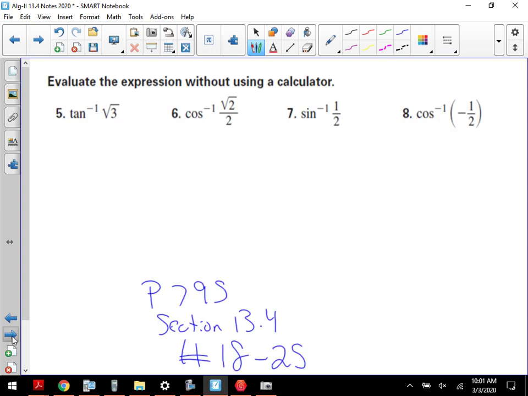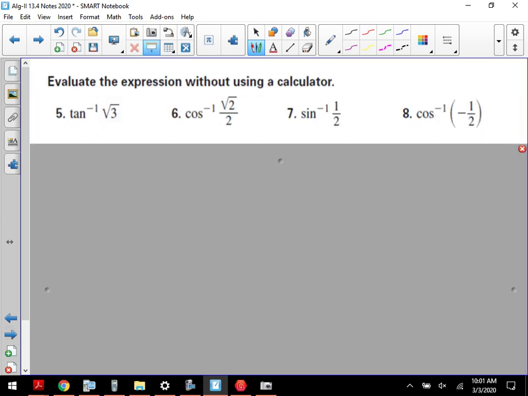Okay, take a second here. Try those real fast. Try those. Again, draw it. Figure out which triangle you're in. Label.